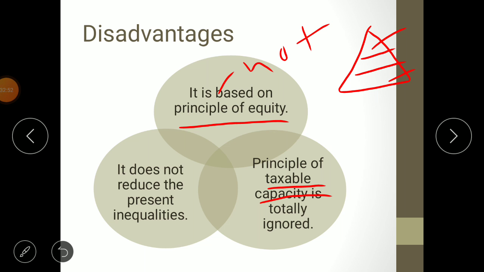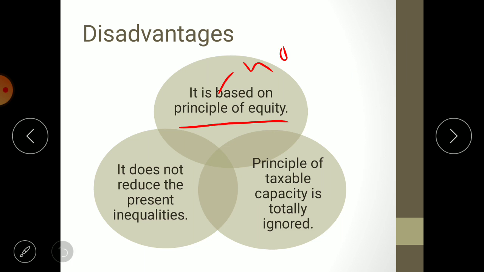So this is all about the proportional taxation system. We are keeping our discussion up to here only. From the next lecture we will discuss progressive taxation and regressive taxation.